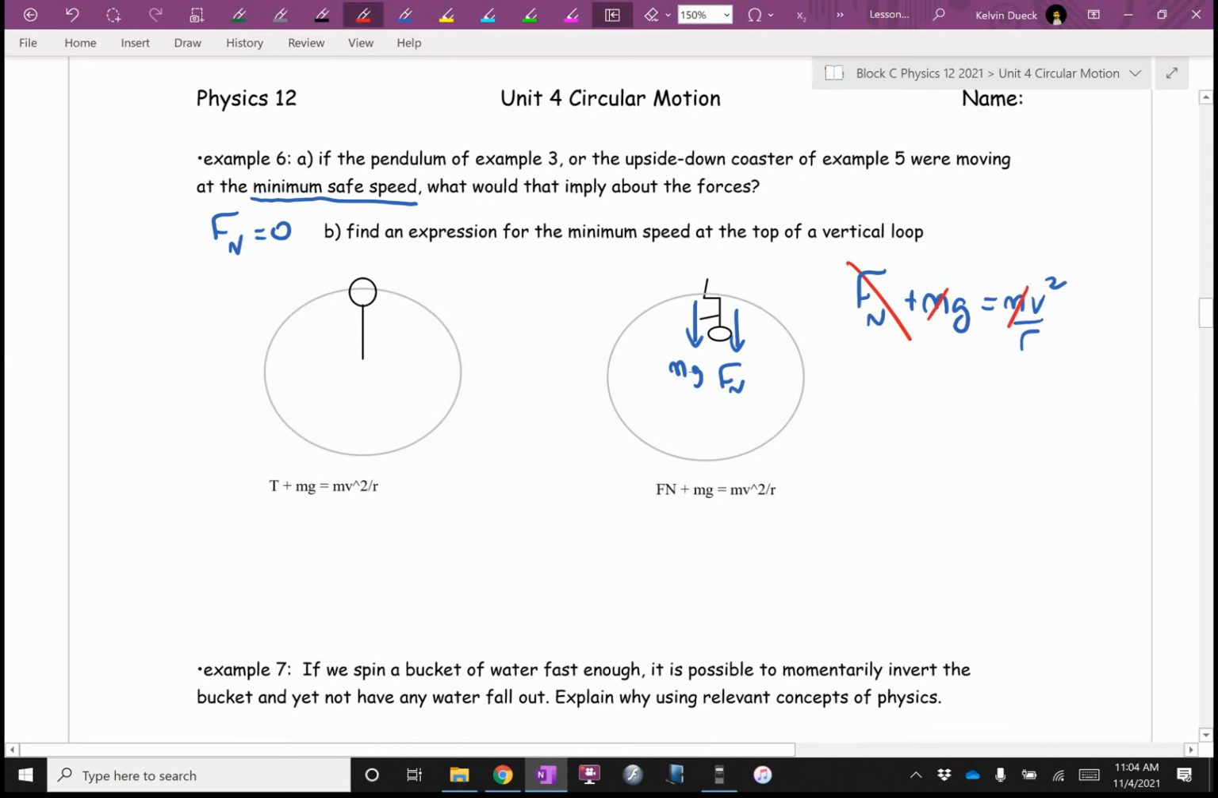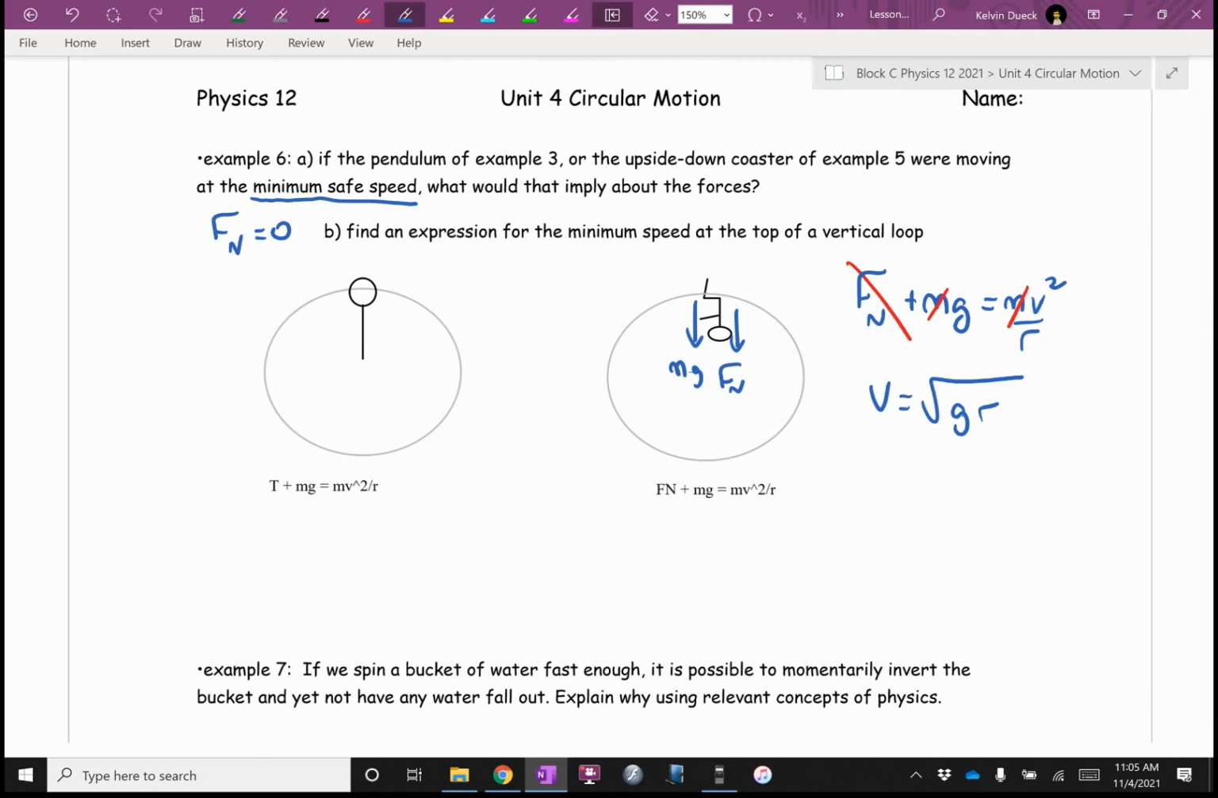In fact, just for giggles, let's get the v by itself. What is the minimum safe speed for a roller coaster loop at the top? It looks like it's the square root of gr. I always make that joke because this is a built-in error check. If you're ever dealing with vertical circles and you are asked to find a speed and you end up with the square root of gr, even if there's other stuff inside the square root, you've probably done it right.